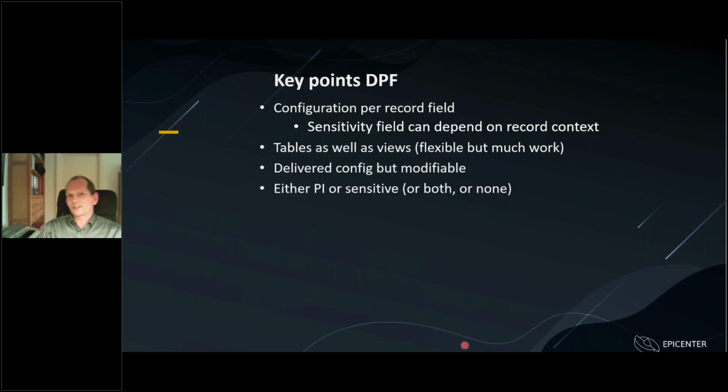So we have configuration per record field, and a record can be a table, but in a view, you can have a different sensitivity than in some other tables. So all those tables and all those views and all the combinations with the fields can be configured differently. That is very flexible, but it can also mean much work. However, Oracle delivers a configuration of about 5,000 or 6,000 or 7,000 rows with record fields for records that usually have personal identifiers or sensitive fields. And they already included some checkboxes for sensitive and PI, and you can modify it. So you have a head start when you're about to start with your configuration for your privacy requirements.